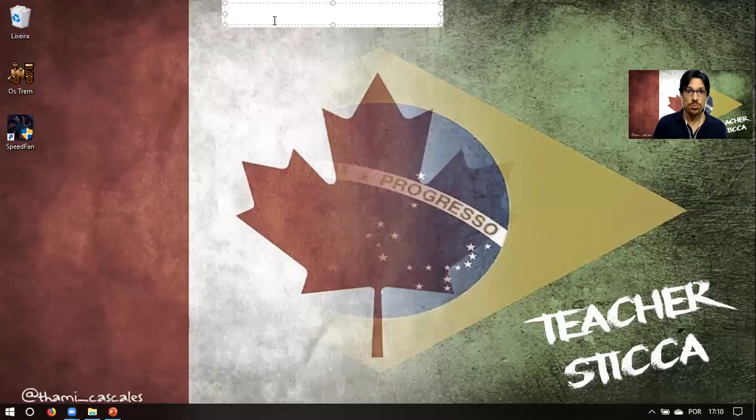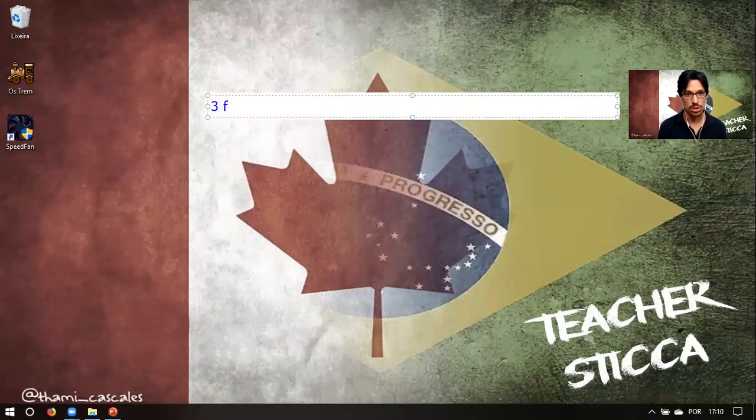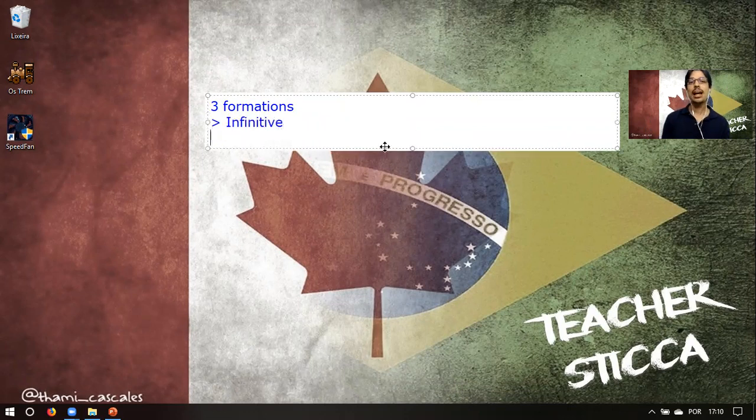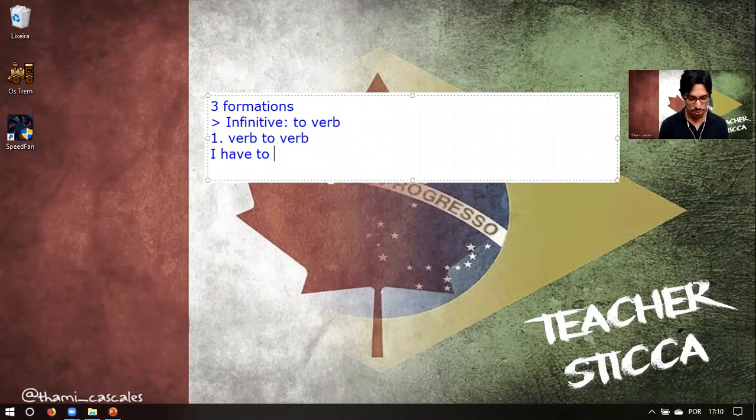So the first thing you need to know about verbs in English is that we just have three formations. Only three formations of verbs in English. The first formation is the infinitive case, the one we use for to verb. When do we use the infinitive case? The most common situation of all is verb to verb. For example, I have to go.